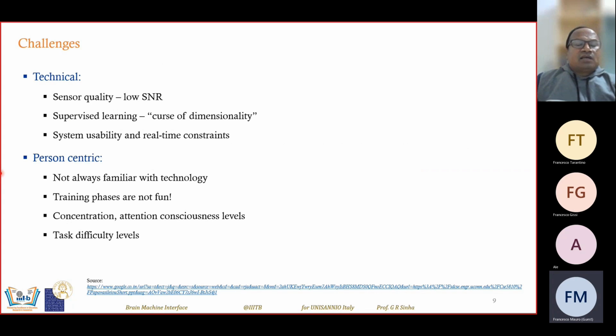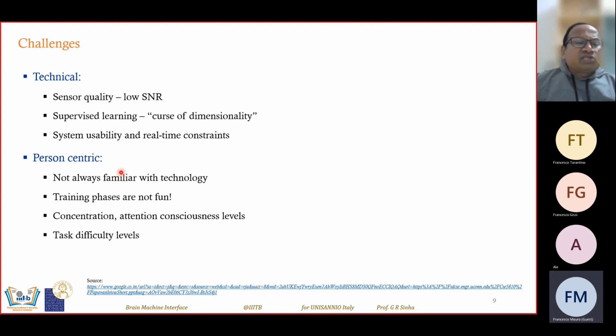What are the challenges in the areas of BMI? Technical challenges, and there are challenges which are related to subjects. Technical challenges are, if low SNR is there, signal quality will be less. So that will impact the analysis. Dimensionality is a bigger problem in supervised learning, when it will converge, and system usability and real-time constraints. How to implement this in a real-time scenario is always a bigger challenge.